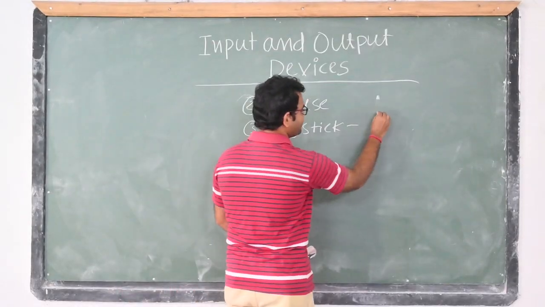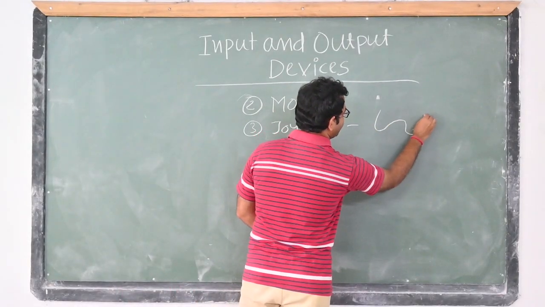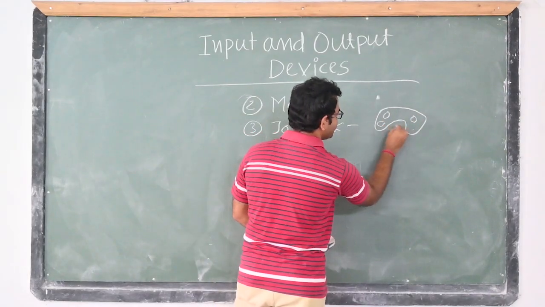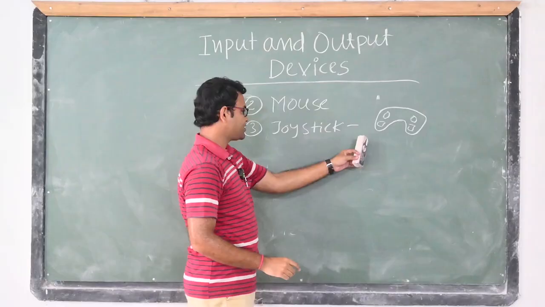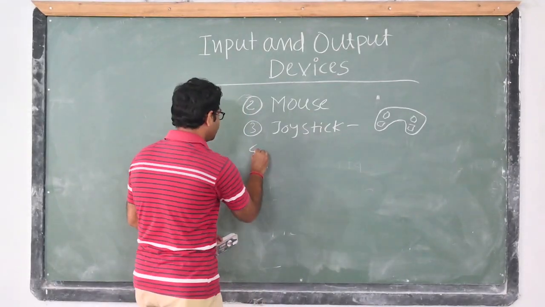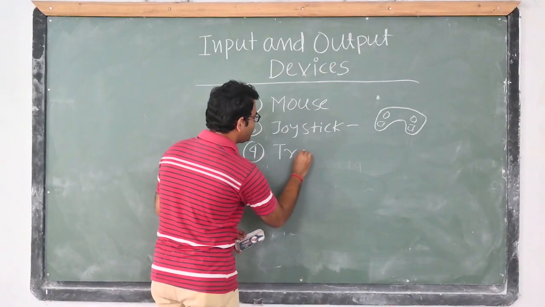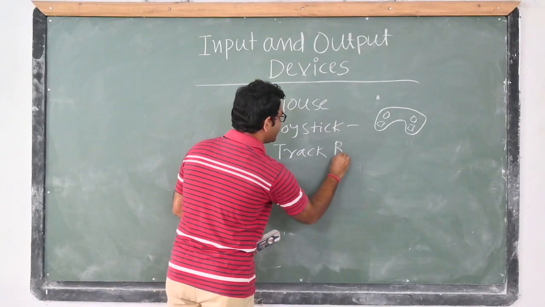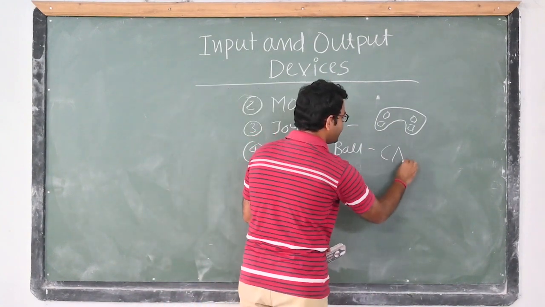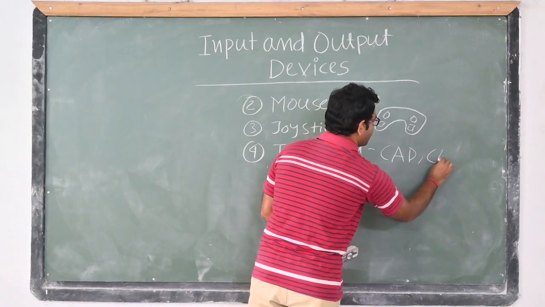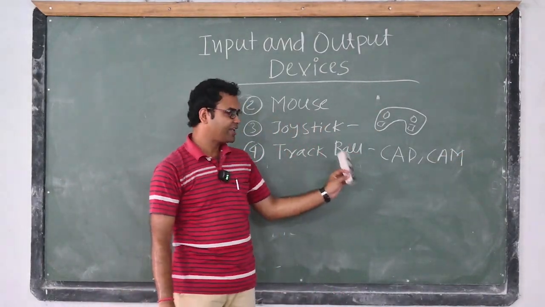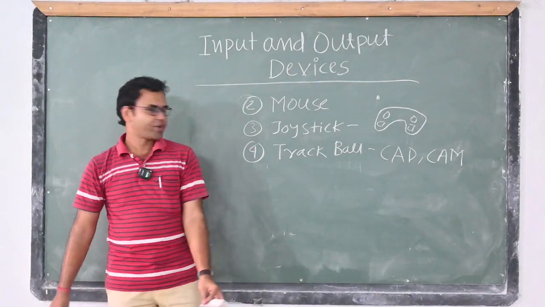This kind of device you can see in a video game, okay. So the joystick is basically used for video game purposes. Now the trackball. The trackball is another input device, and it is basically used for CAD and CAM design, for engineering design or architecture design. You can use the trackball for CAD and CAM design, okay.